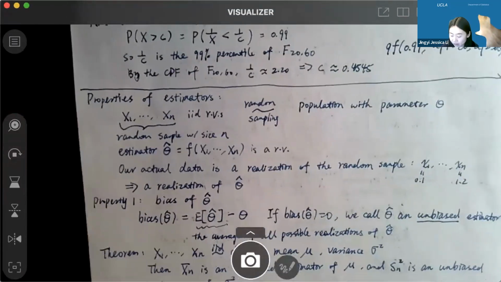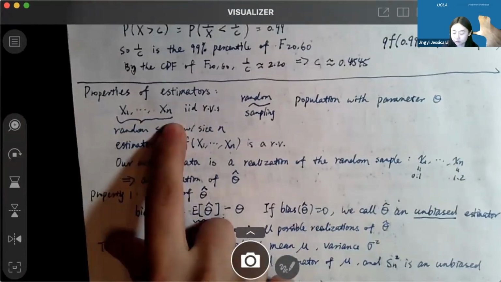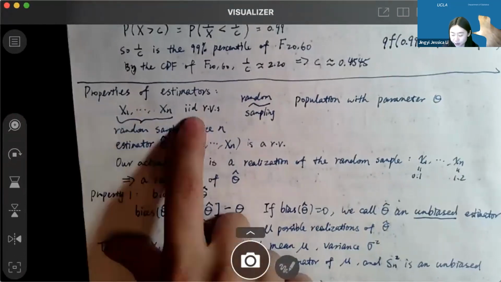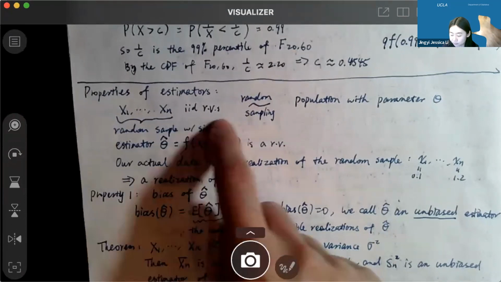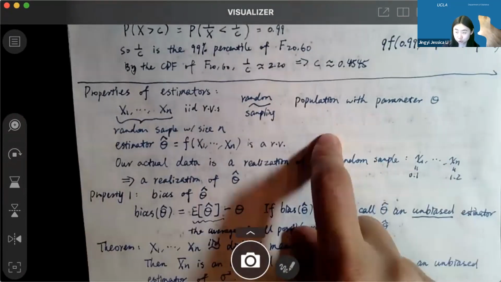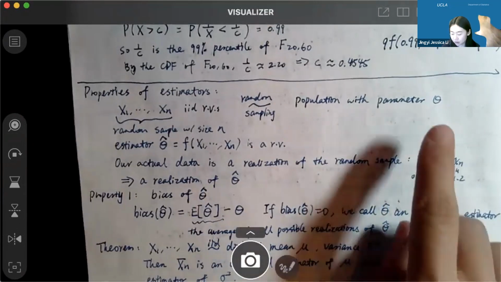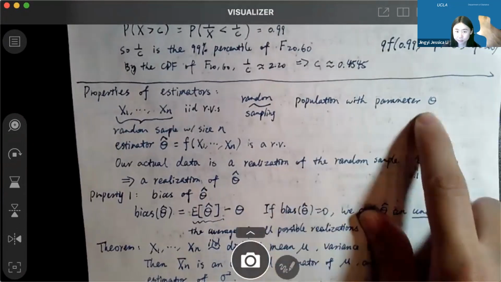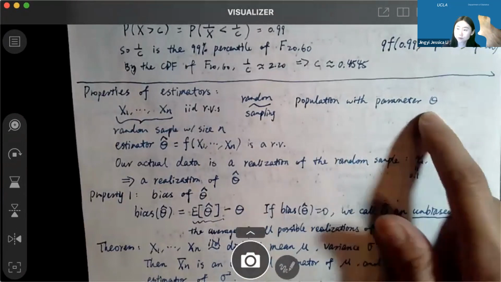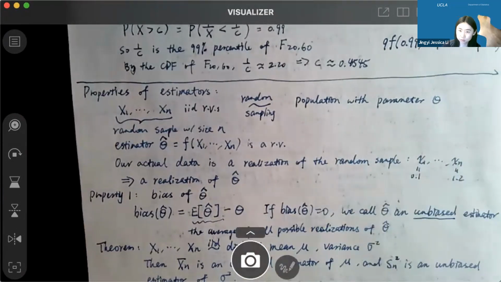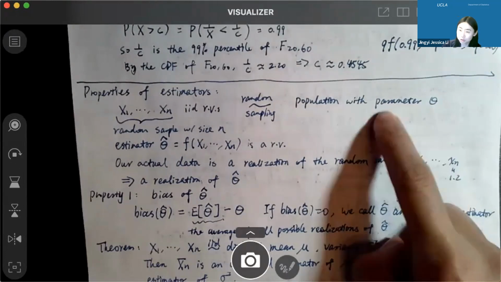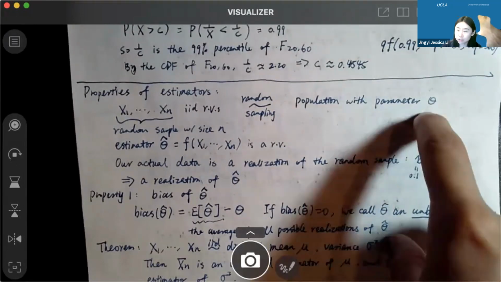So we're assuming a random sample is composed of n IID random variables from a population, which is represented by a distribution, like a normal distribution or a Poisson distribution, and the distribution is specified by some parameter theta. For a normal distribution, you need two parameters, one is the mean, one is the variance. For a Poisson distribution, you need just one parameter, which is lambda. So here we just use the notation theta in general.